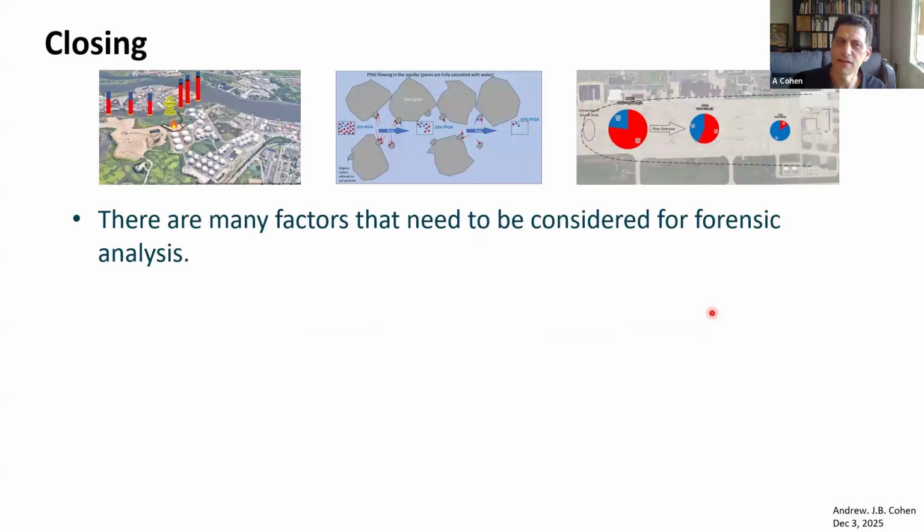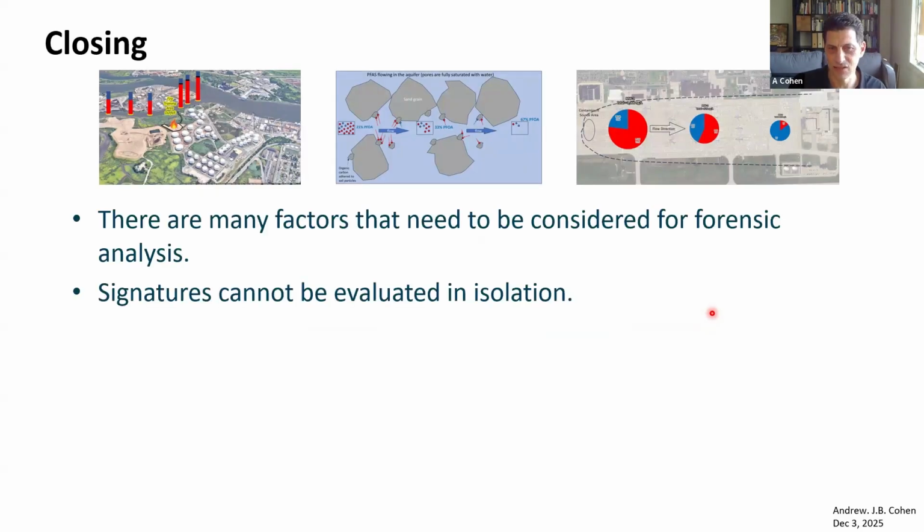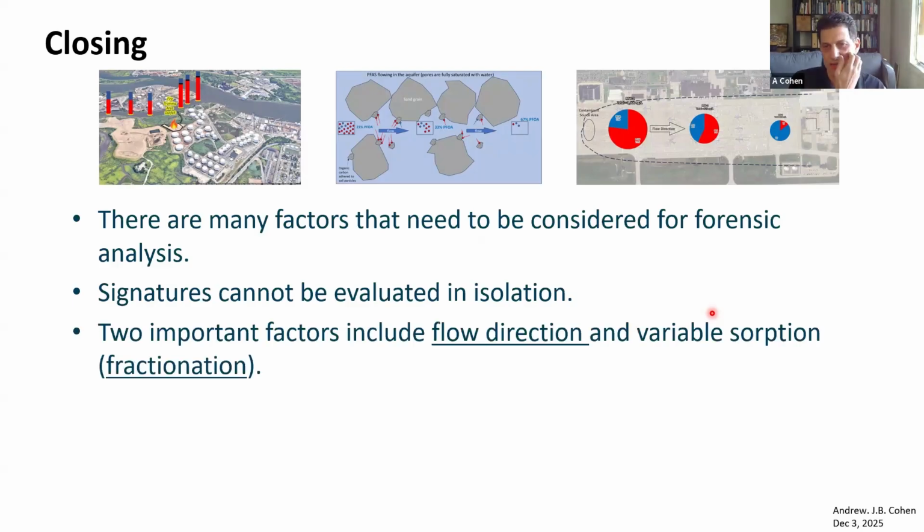So in closing, there are many factors that need to be considered for forensic analysis. Signatures cannot be evaluated in isolation. Many of us already appreciate that it requires a multiple lines of evidence approach. You have to have a solid conceptual site model. Two important factors that include are the knowledge of groundwater flow or surface water flow direction and this issue of variable sorption or fractionation.